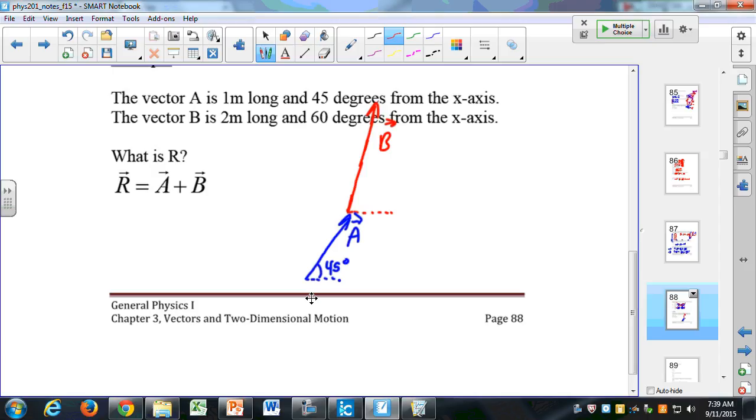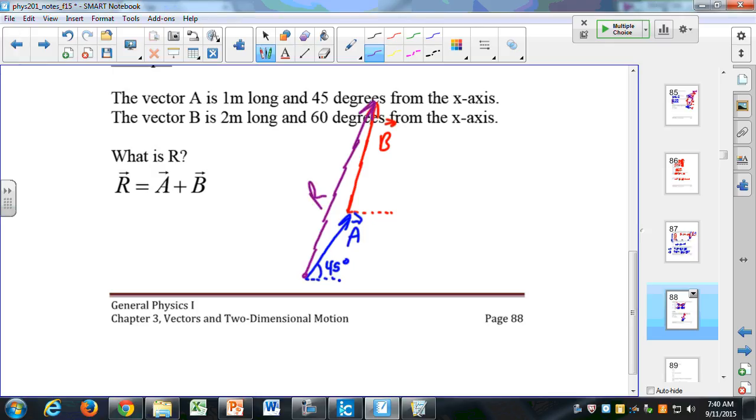I start at the beginning of A and draw to the end of B. Because if you're a little guy walking along this path, that's where you start and that's where you finish. Right? If you think about it in terms of displacement. Now, the sum then of these two vectors, starting at A and ending at B. So this is going to be the vector R.